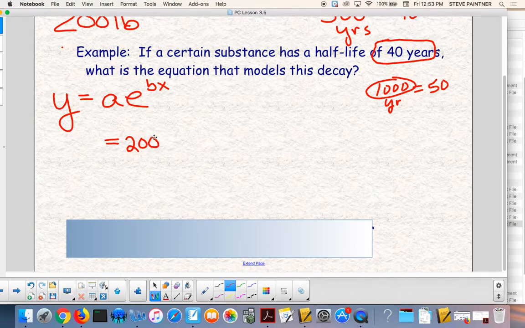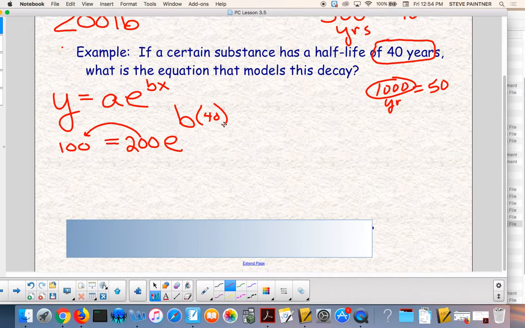And Noah, do you know what's over here? 100. Exactly. Because this is what you start with, and this is what's left after 40 years. Right? Times e to the bx. You never know b. You have to find b. What's x? 40. Because in 40 years, 200 goes to what? 100. This is the y value. Start at 200 on the y-axis, and you're down to 100 after 40 years. Right here. Boom.